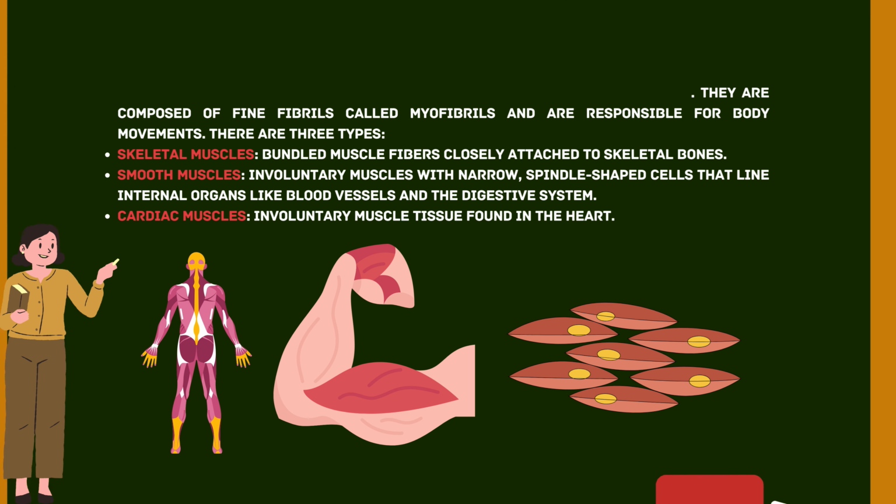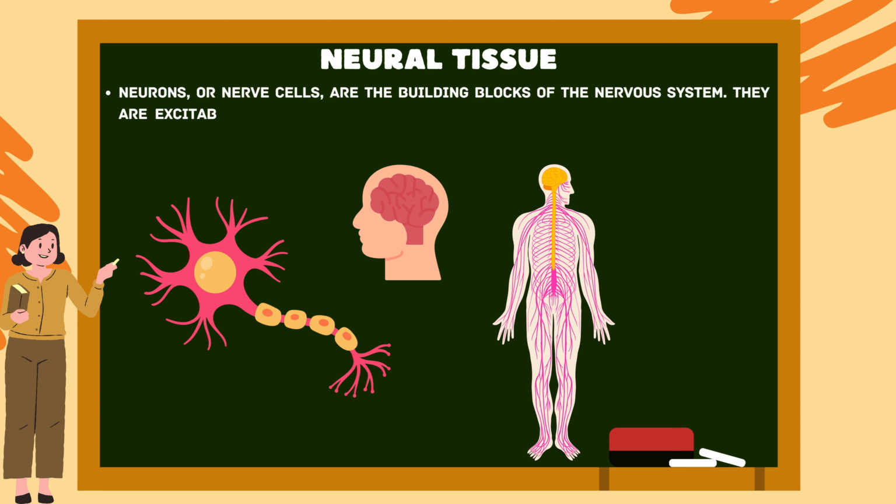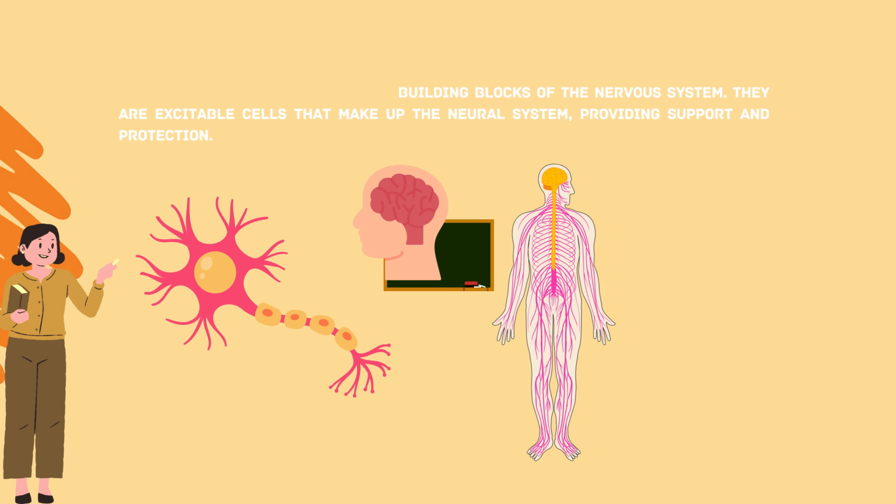Fourth is neural tissue, composed of neurons, the cells responsible for transmitting signals in the body, forming the foundation of the nervous system. Neurons enable coordination, sensory responses, and cognitive functions. Next is structural organization of earthworm.